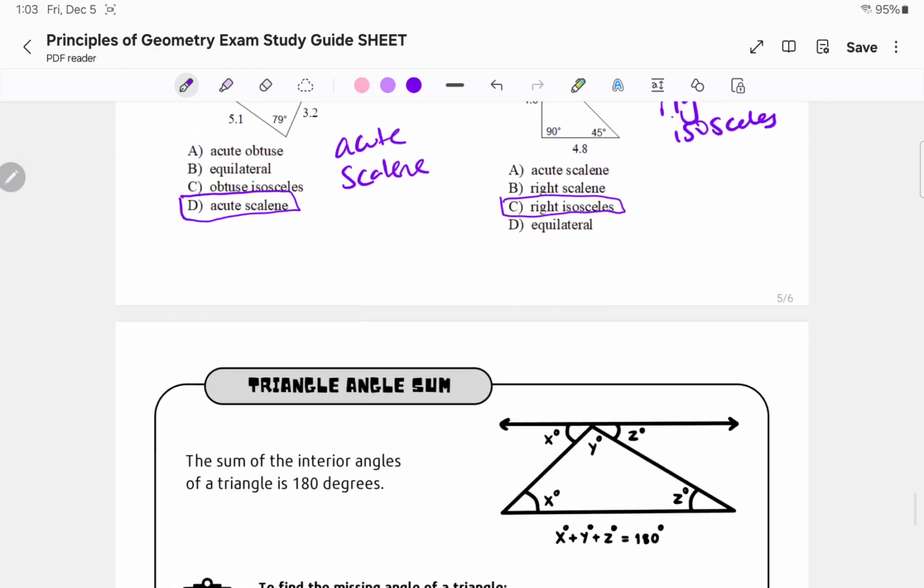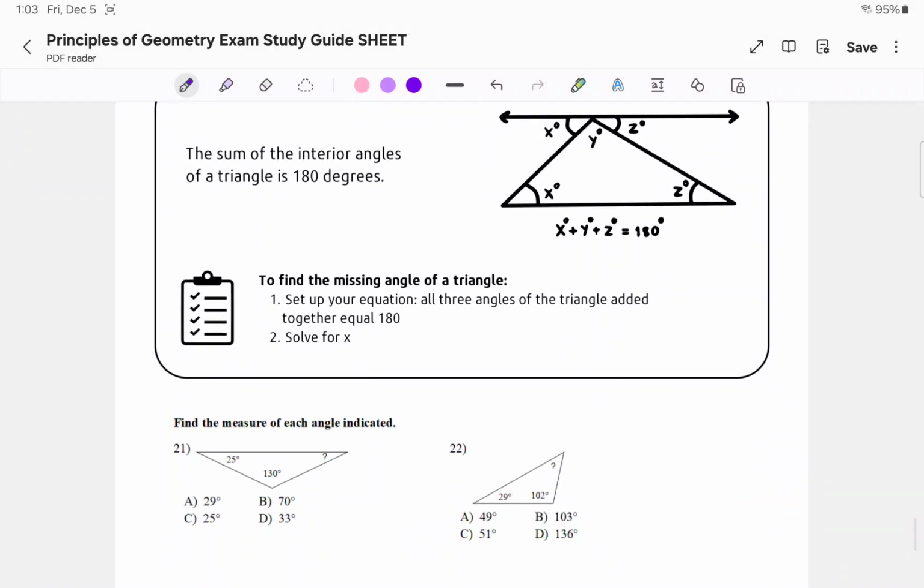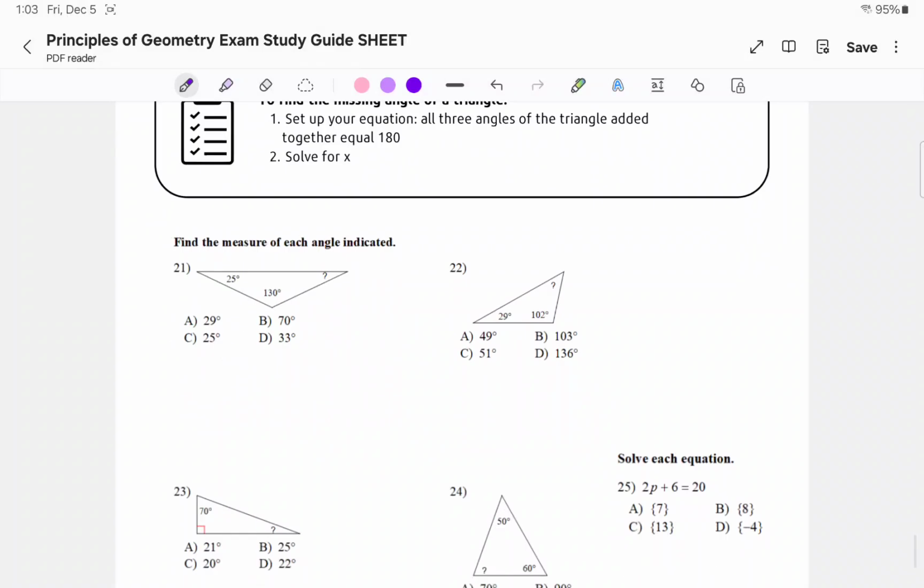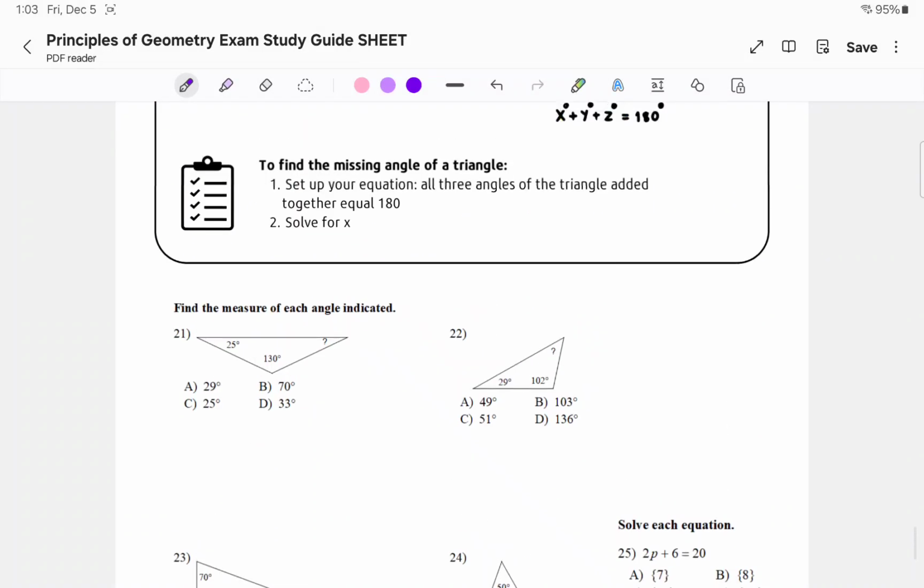All right, we are pushing through. We got one last little section here about triangle angle sum, and we also have one equation down here too.